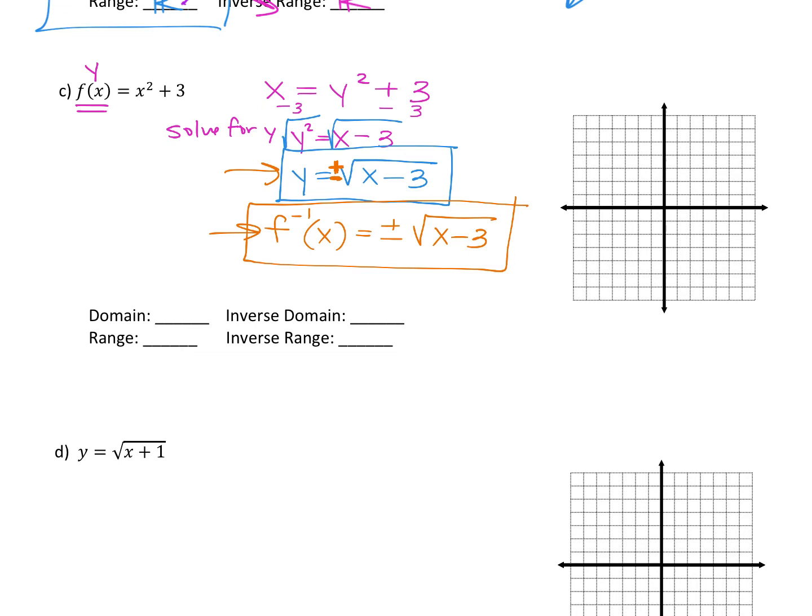Okay, so when we do this now, we're going to try to figure out what points we have and swap them so that we can graph both things. But now here's the deal.